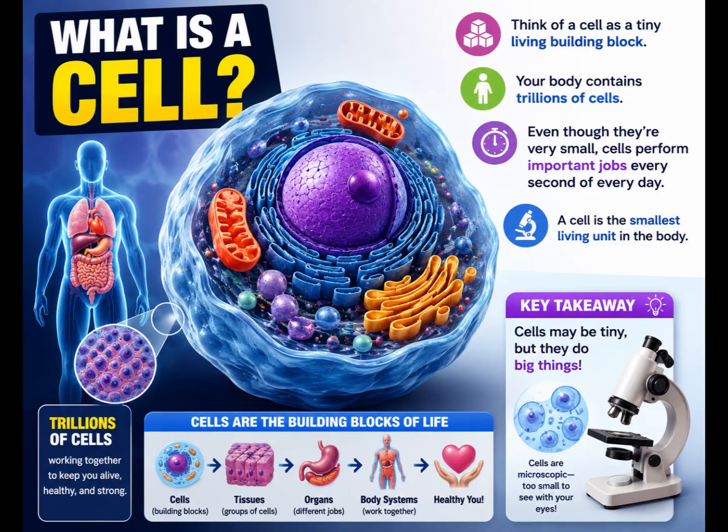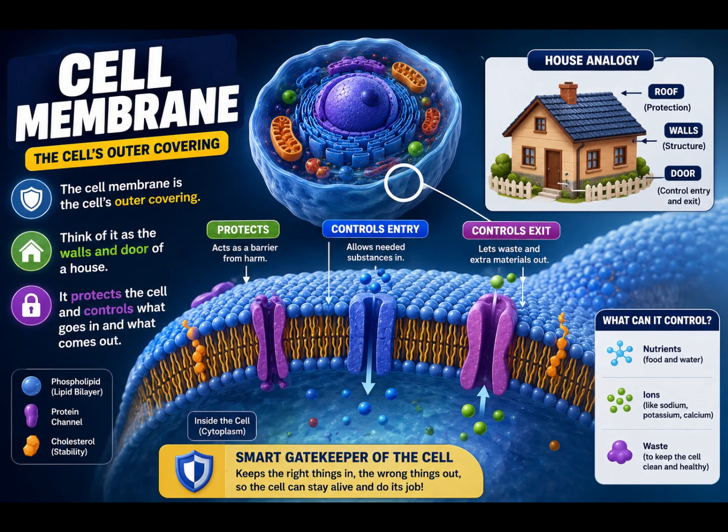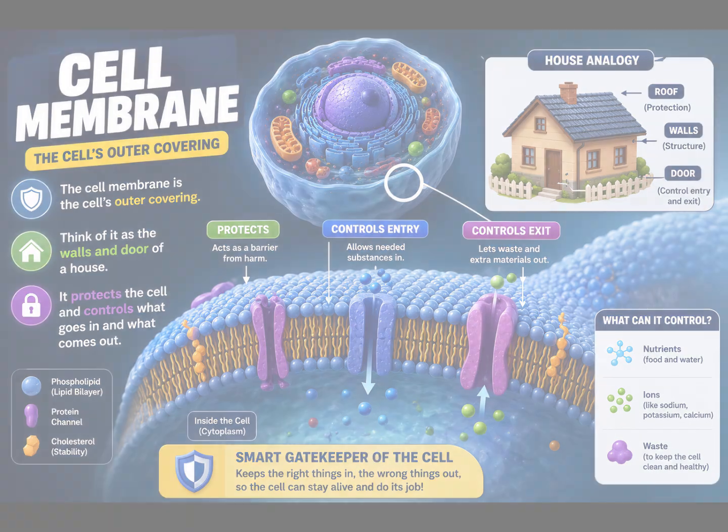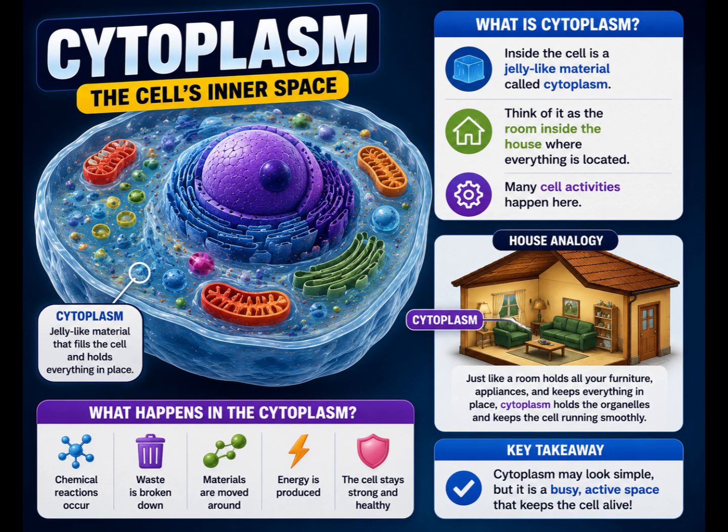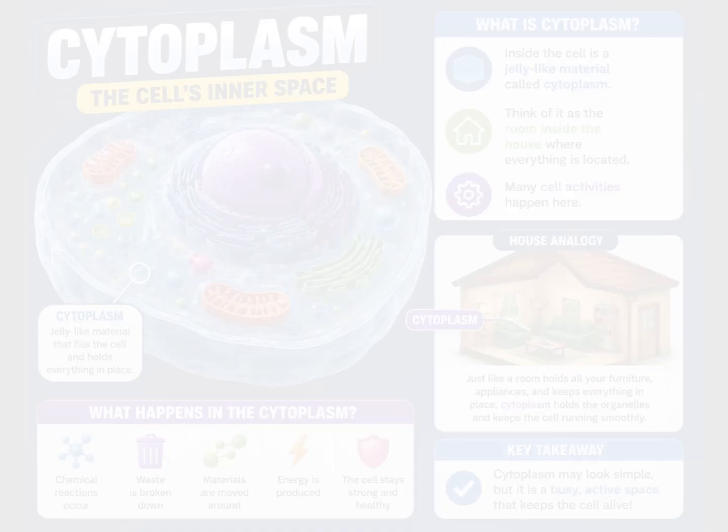Let's look at the three main parts of a cell. Cell membrane. The cell membrane is the cell's outer covering. Think of it as the walls and door of a house. It protects the cell and controls what goes in and what comes out. Cytoplasm. Inside the cell is a jelly-like material called cytoplasm. Think of it as the room inside the house where everything is located. Many cell activities happen here.